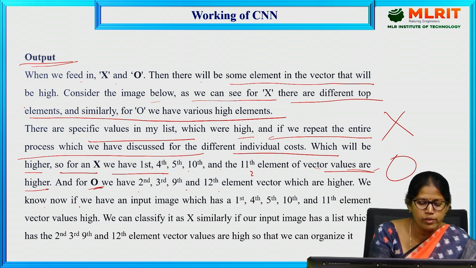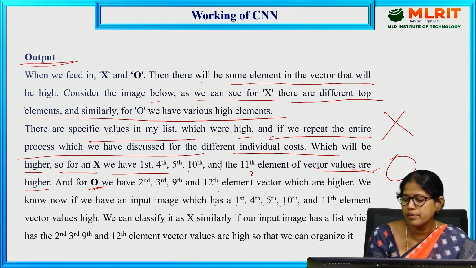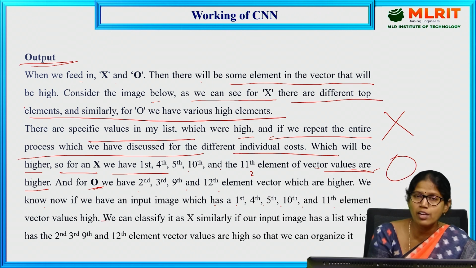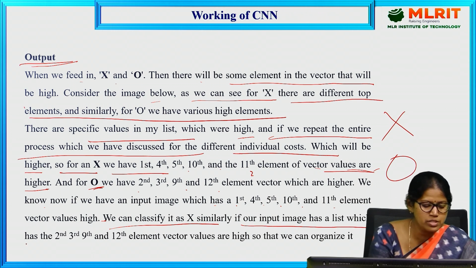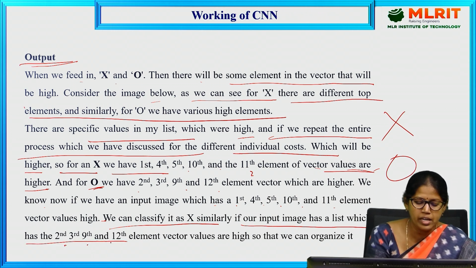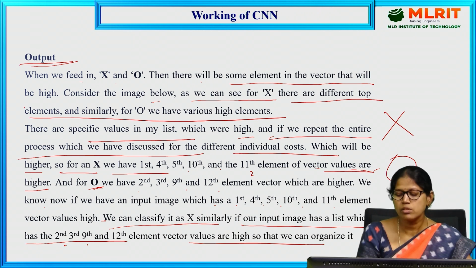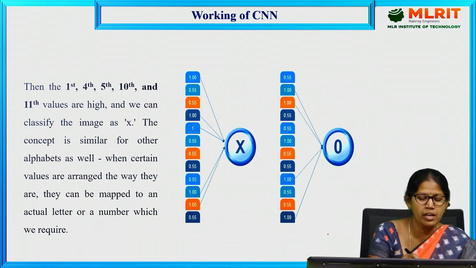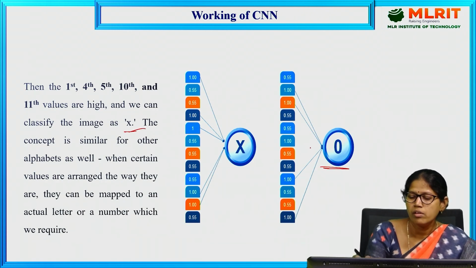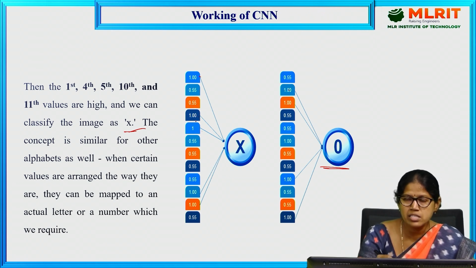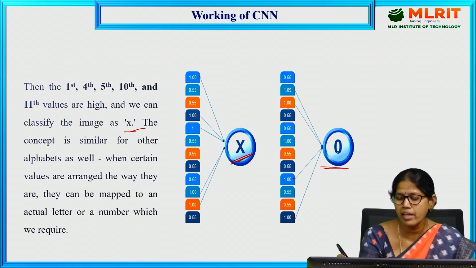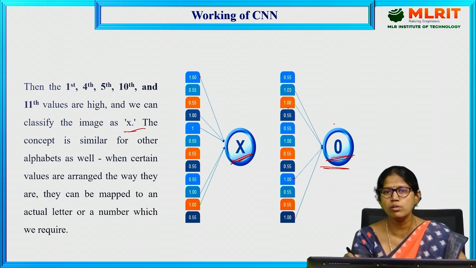We now know that if an input image has high values in the 1st, 4th, 5th, 10th and 11th elements of the vector, we can classify it as X. Similarly, if our input image has a list with high 2nd, 3rd, 9th and 12th elements, then it is classified as O. Whichever positions contain the highest elements decides whether it is classified as X or O.